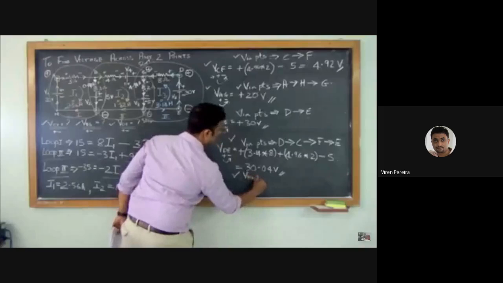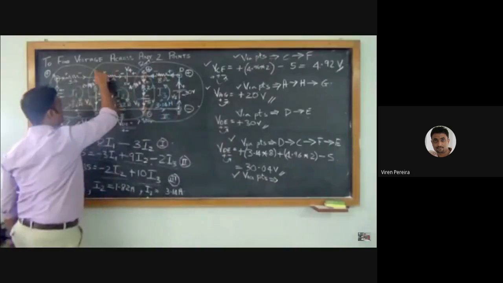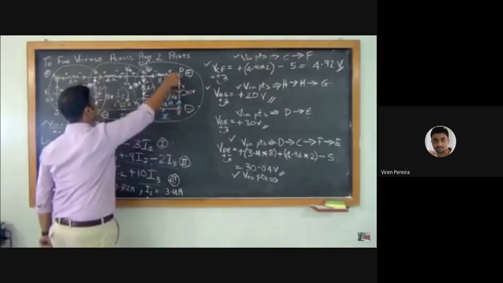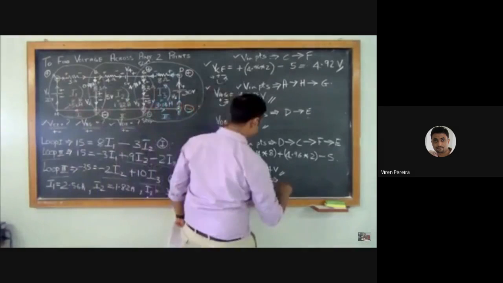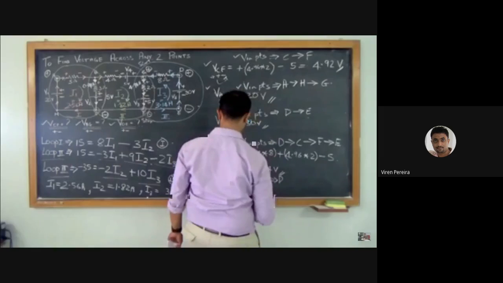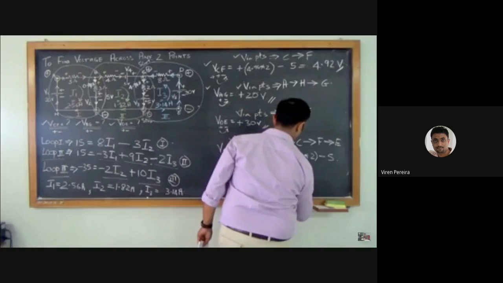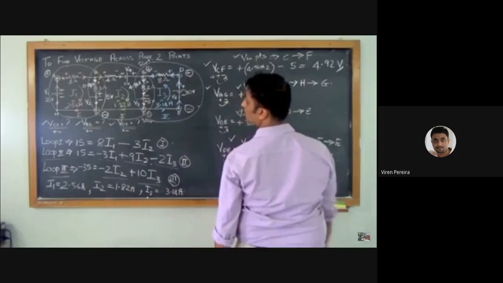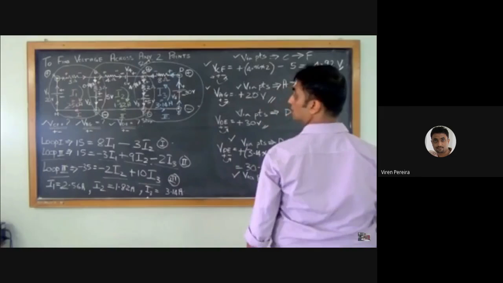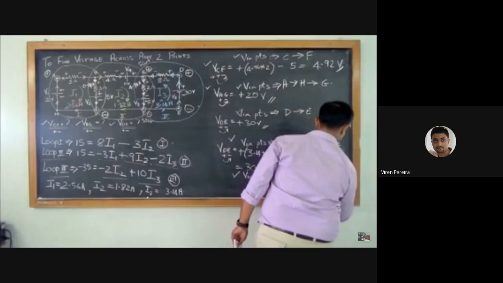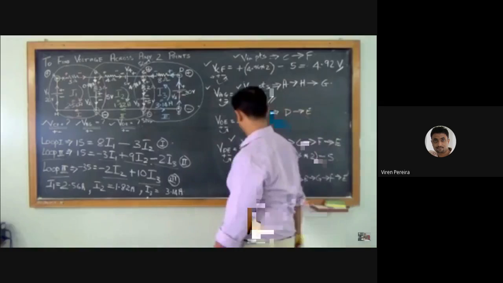We take wire points D to C, C to B, B to G, G to F, and F to E. So basically it is this loop. I am taking the long loop. So it is D to C, C to B, B to G, G to F, and F to E.